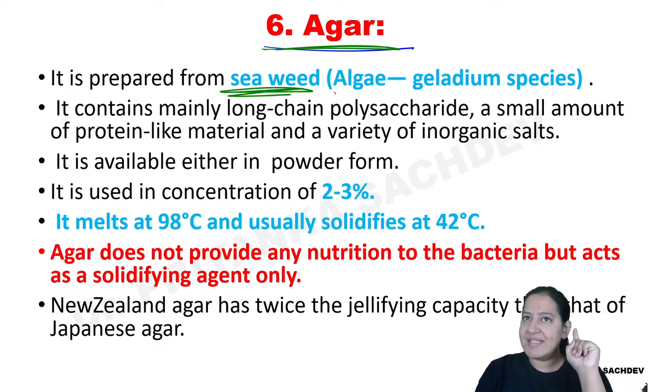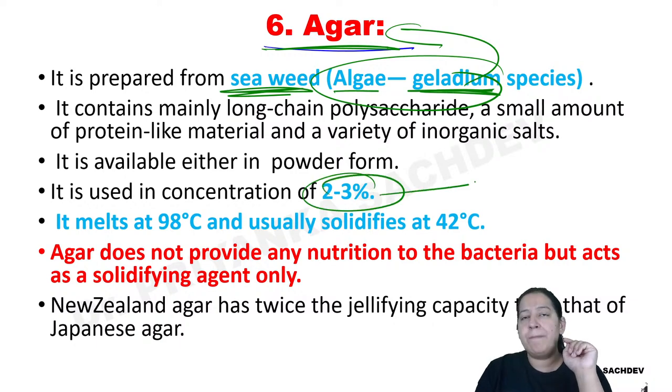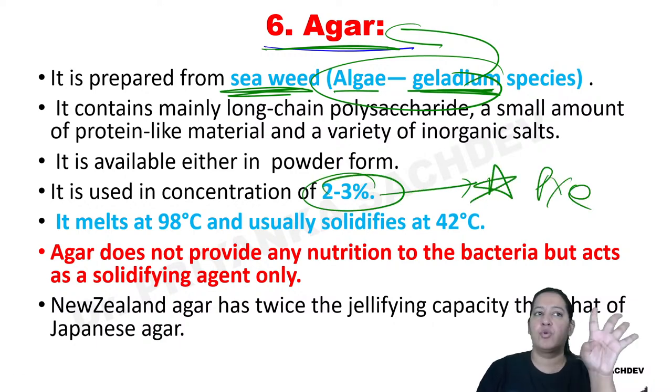From seaweed, it is known as algae, Gelidium species. Isme se agar aata hai. It is a type of seaweed, it is from algae. 2 to 3 percent pe PYQ hai. How many percent agar we use? It is 2 to 3%.